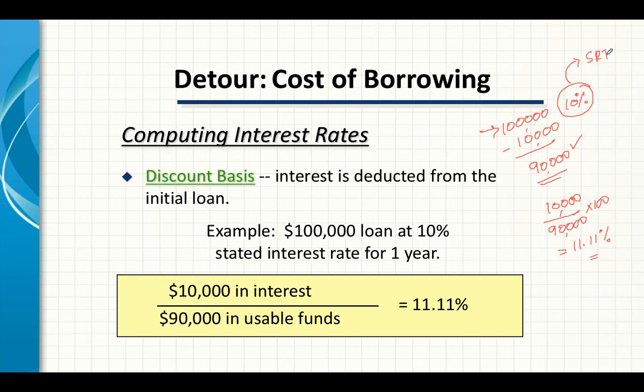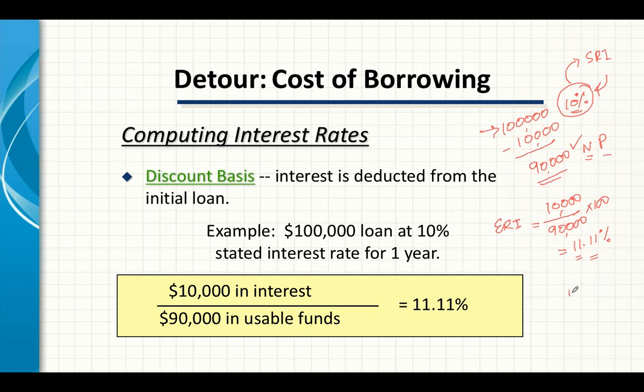Here this 10% is called the stated rate of interest. What is it called? Stated rate of interest. This is there in your agreement. Rate of interest is 10% and the loan is discounted. Loan is discounted means you will get net proceeds of only 90,000. In that case, your rate of interest will not be 10%, it is going to be the effective rate of interest. Effective rate of interest is 11.11%. So when your loan is discounted, don't say your interest cost is 10%. Your interest cost is 11.11%.